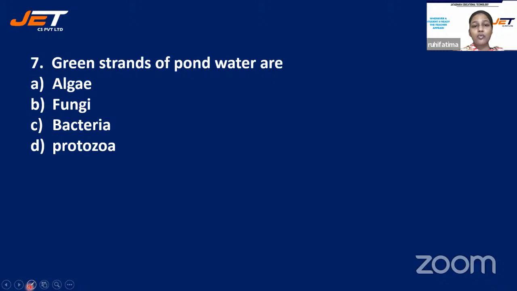Green strands of pond water are dash. You must have seen green strands on pond water or any water that is resting for a long period of time. Then a greenish layer is there on that water. What is it called? Is it algae, is it fungi, is it bacteria, or is it protozoa? Tell me, students.